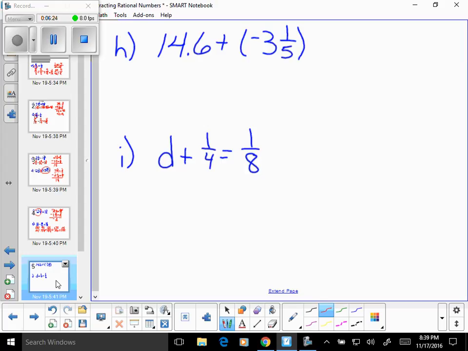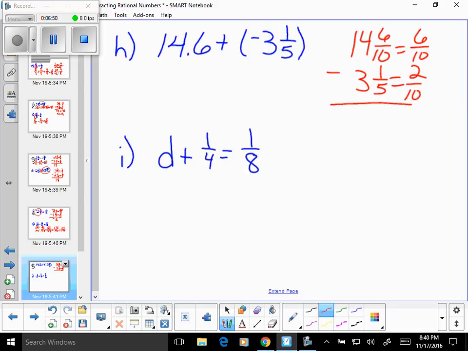If you're going to use decimals and fractions, at this point you're probably going to have to change the decimal to a fraction. 0.6 means 6/10. So you are going to have 14 6/10 plus negative 3 1/5. So remember that means to subtract. And this is 2/10. I always copy over the 6/10. It's a habit I had since I was a kid. 6 minus 2 is going to be 4/10. 14 minus 3 is 11. Now I look at my problem. I have more positives. That means my answer is positive, but I do have to reduce.